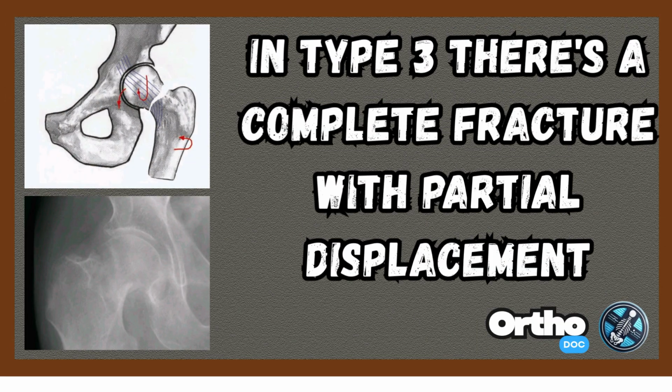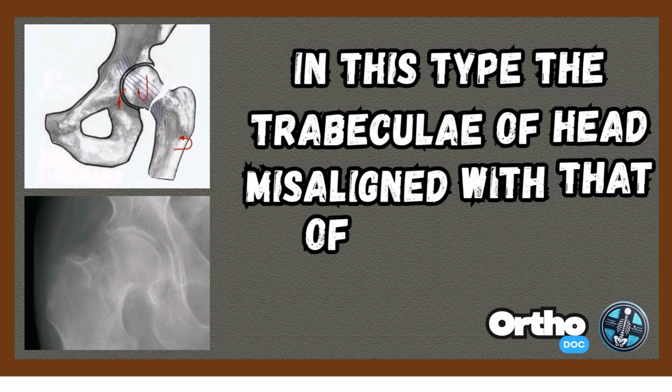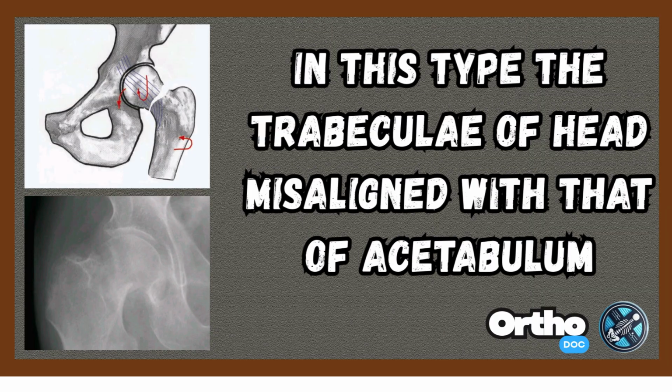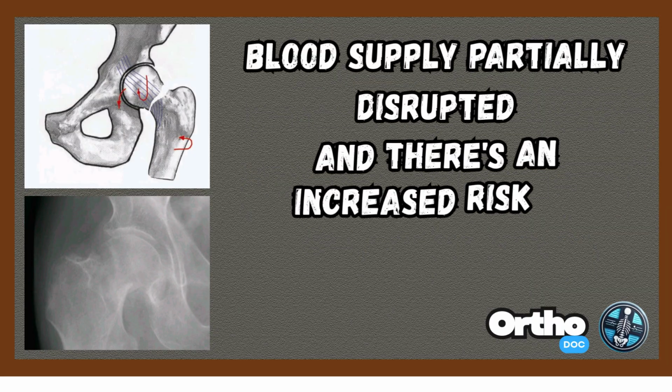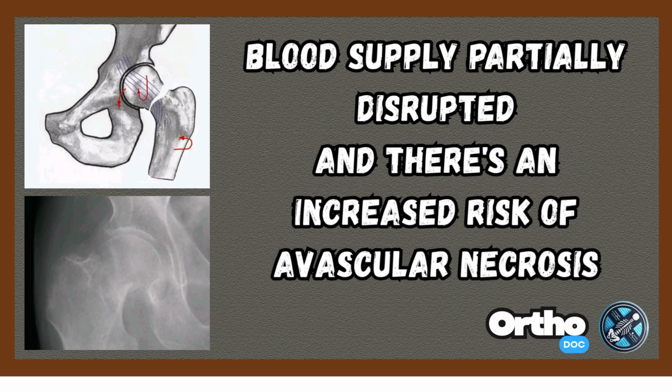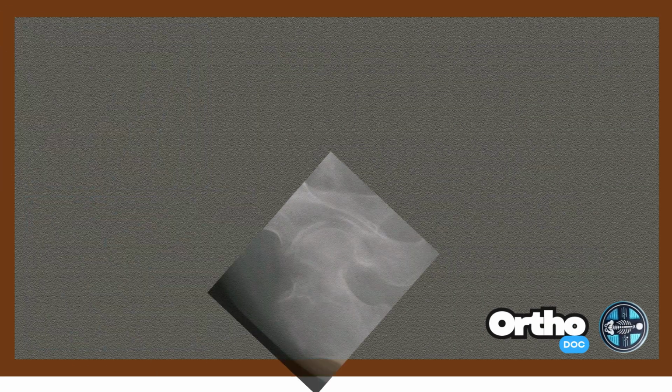Type 3. In Type 3 there's a complete fracture with partial displacement. In this type the trabeculae of head misaligned with that of acetabulum. Blood supply partially disrupted. And there's an increased risk of avascular necrosis.